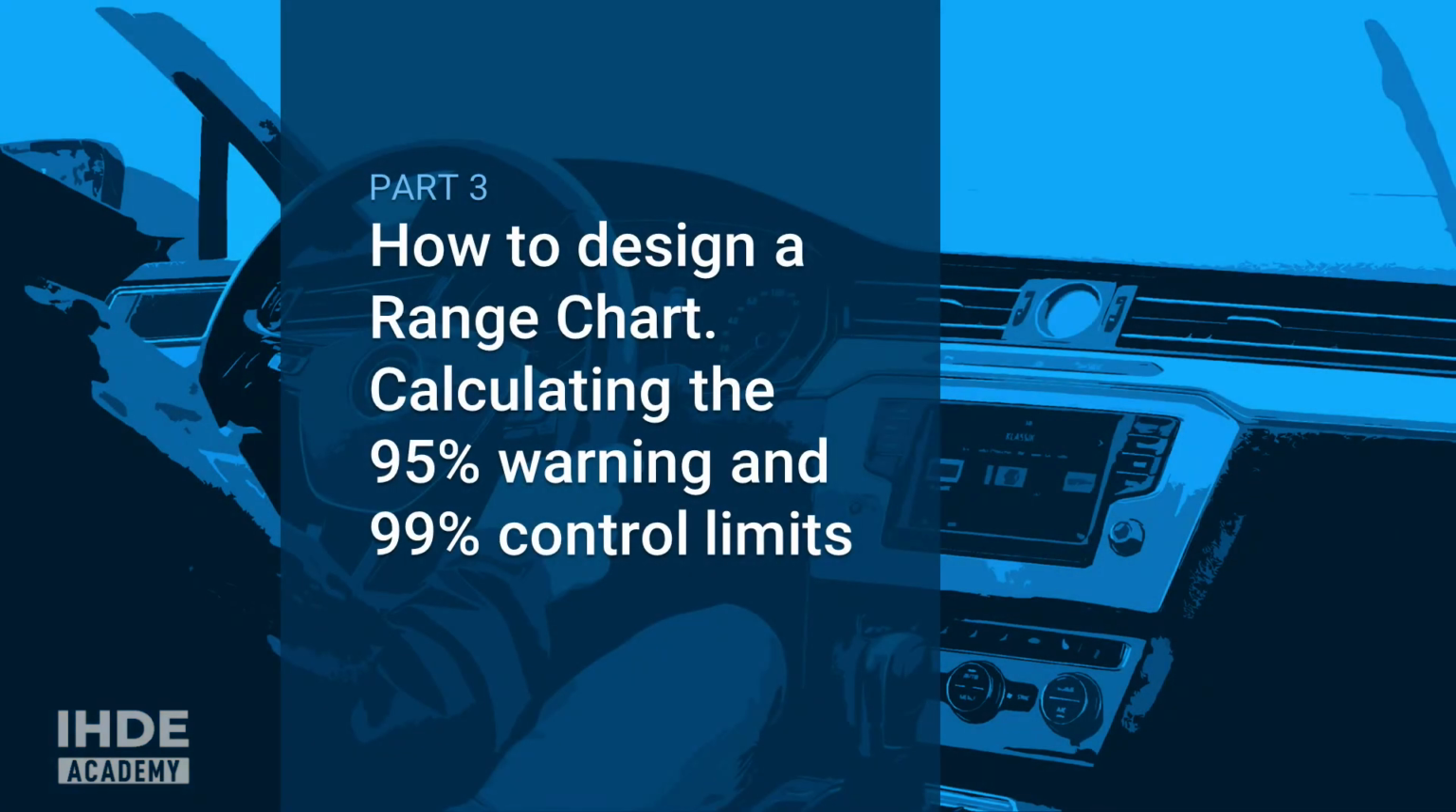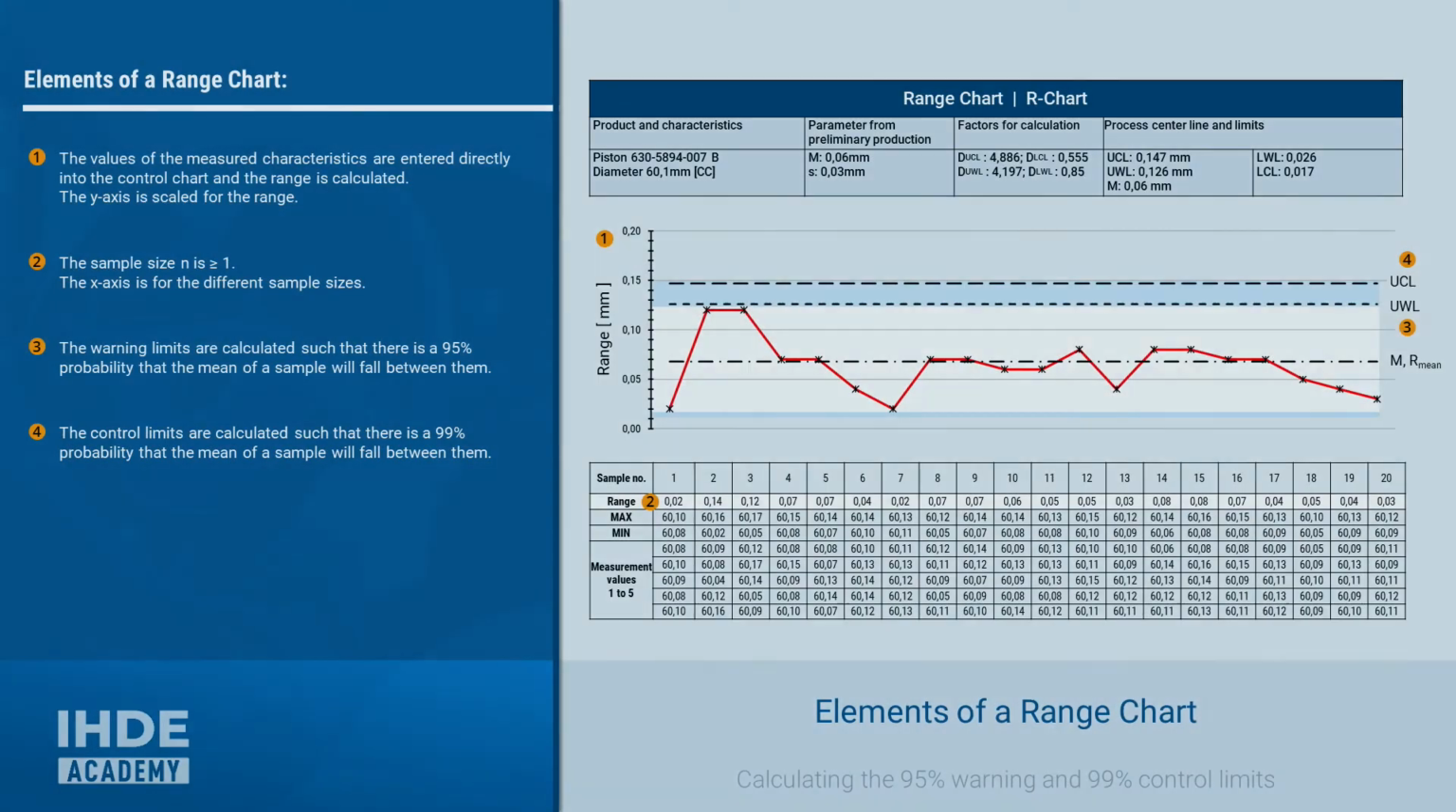Now we come to the actual creation of the control chart and the calculation of the warning and control limits. The structure of an R chart is much like that of the other control charts. On the y-axis, however, is the scaling of the range. In the table for the measured values, the range is calculated and entered from the difference between the maximum and minimum value. The warning and control limits are also calculated for the usual 95 and 99% non-interference probabilities.